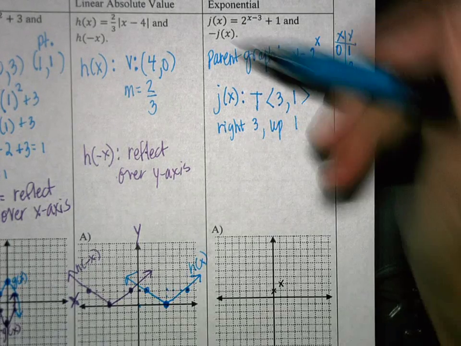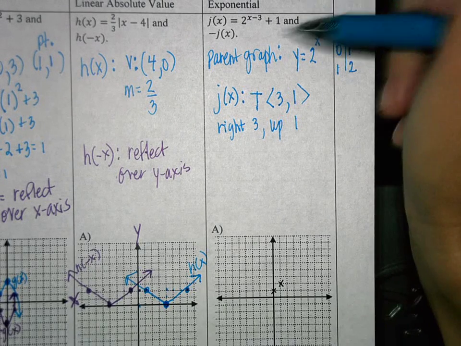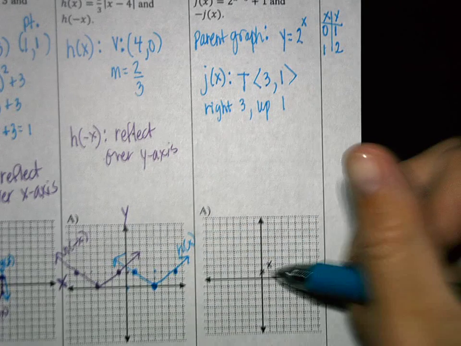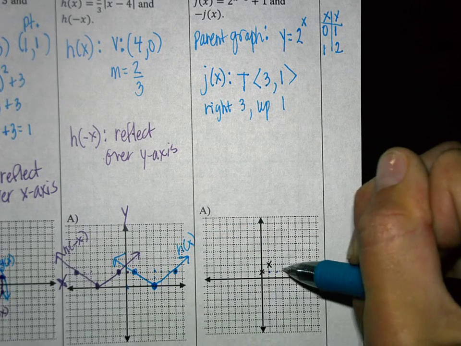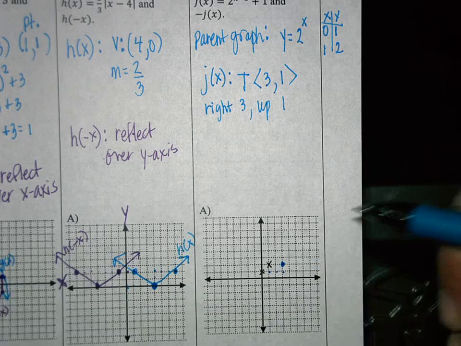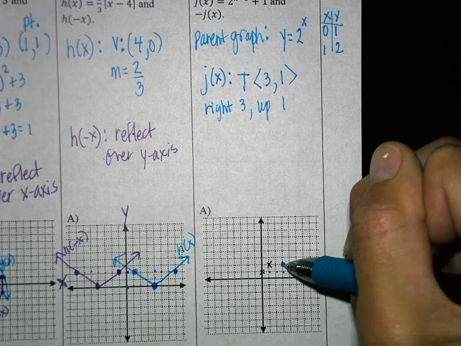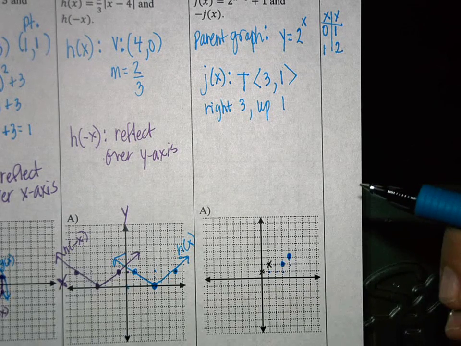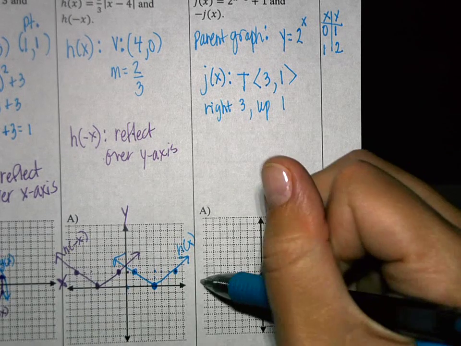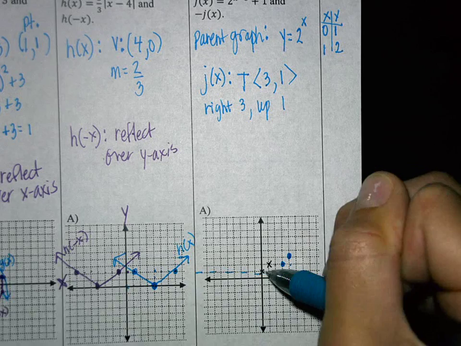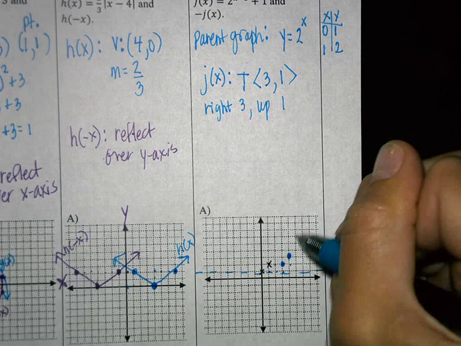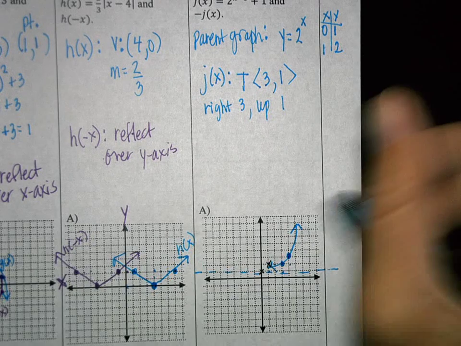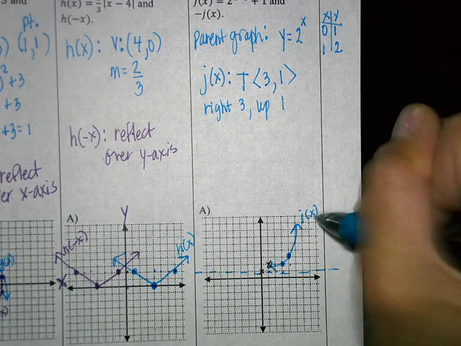Okay? So we got that information from the g of x equation, and so I'm going to go to each of my x's down here, and I'm going to go right 1, 2, 3, up 1. Also, what's going to happen with my asymptote? Up 1. Very good. And so we're going to go ahead and graph this. And that is my j of x equation.